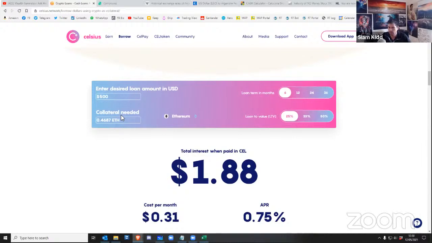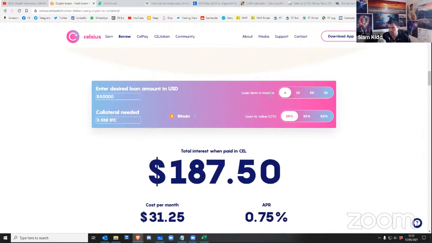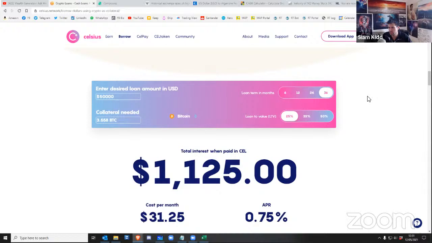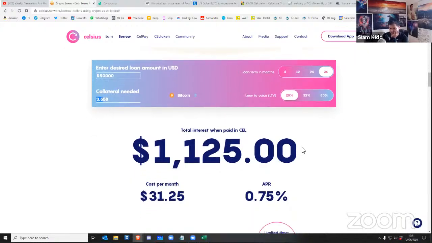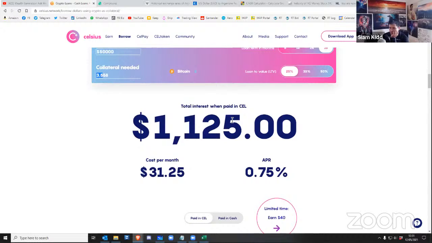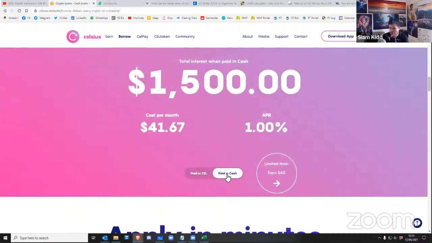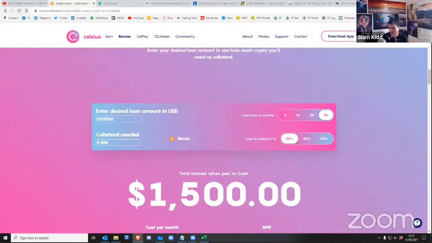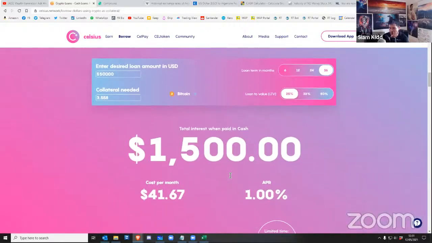But for example, if I wanted to, let's say Bitcoin, I wanted to borrow $50,000, over a 36-month period, doing a 25% LTV, I need to plonk down basically 3.5 Bitcoin. So what was that, $160,000 or something like that? So yeah, as I said, 25% LTV. So total interest when paid in cash is a bit more. So 1%. Cost per month, that is ridiculous.